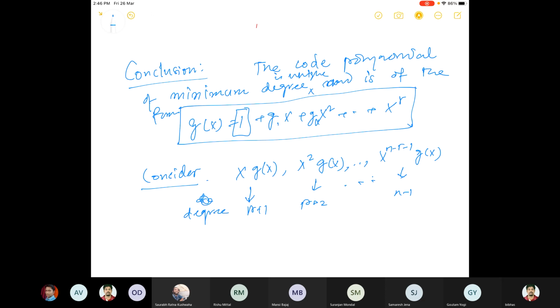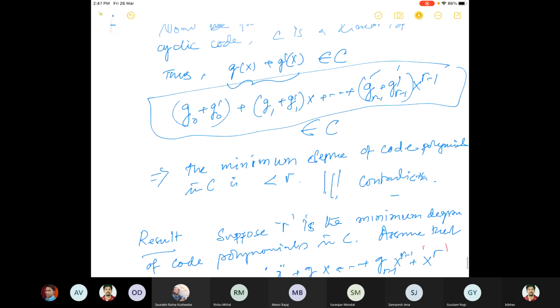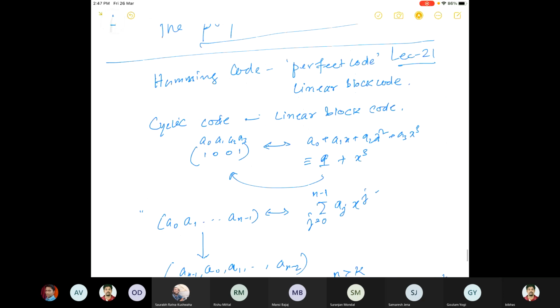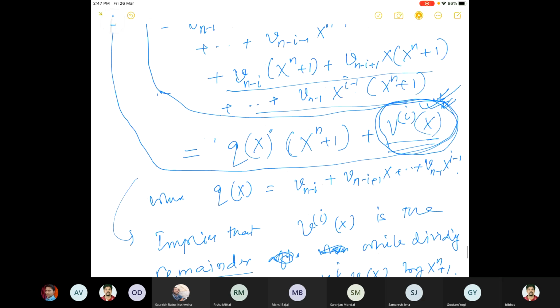If this is the minimal polynomial, then that corresponds to a code word. Taking out all the coefficients, we can write down a code word, let's say 1, g1, g2, and so on up to r, and the rest are 0. So some code word we can always construct. And we also know how the code words are related, which we discussed yesterday.